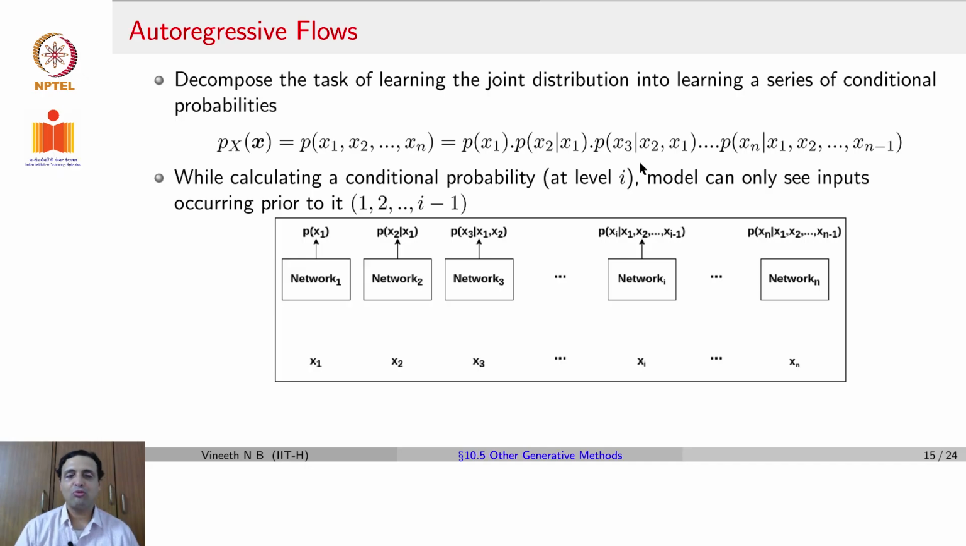A second kind of deep generative models that we'll discuss in this lecture are autoregressive flows. Autoregressive flows come, as their name suggests, from autoregression. Autoregressive models are used in time series data in standard machine learning to look at the past n steps of a time series and predict the next value.